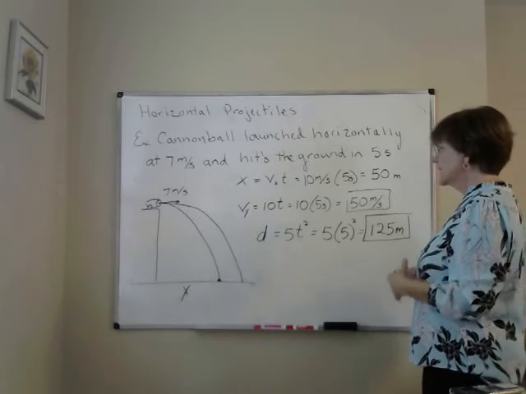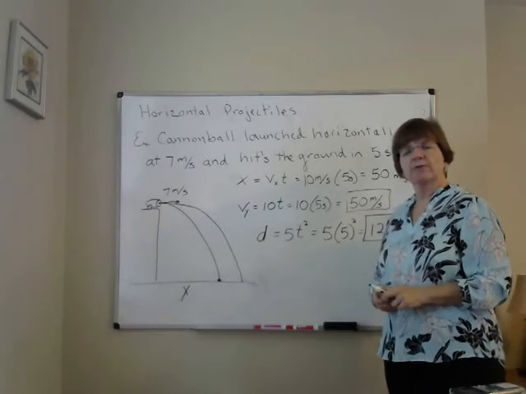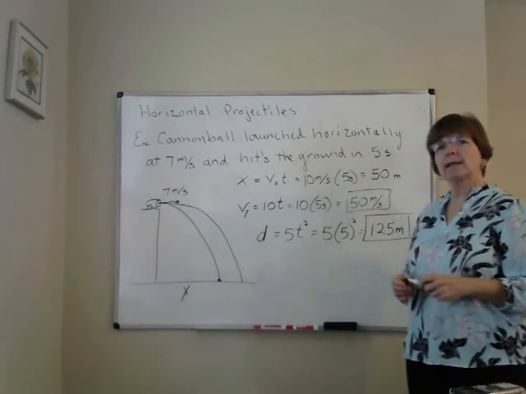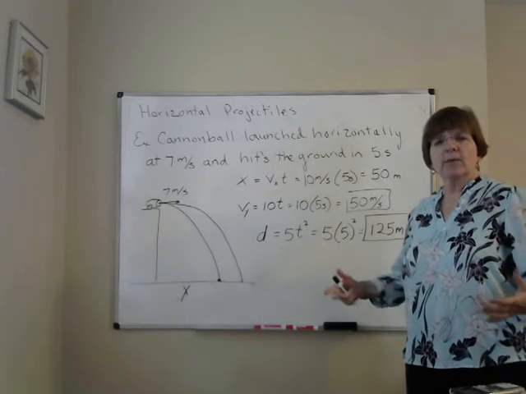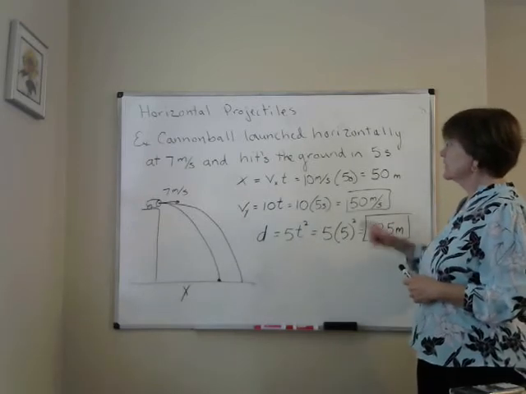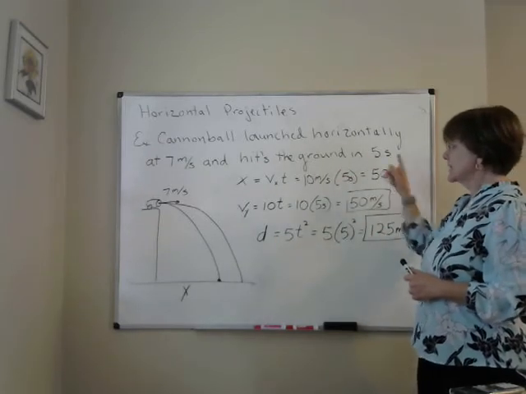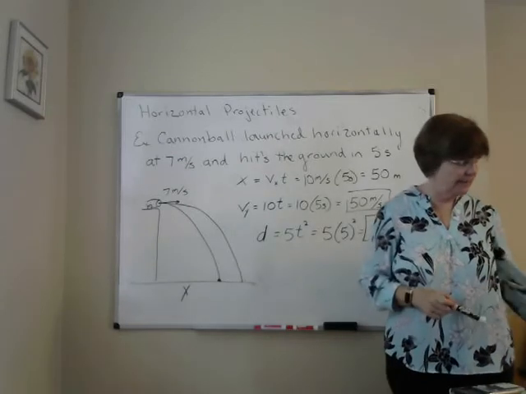The amount of time it takes to hit the ground doesn't change when you fire it faster or fire it slower. The only thing the amount of time it takes to hit the ground depends on is how high the cliff was, the farther it has to fall. If it took 5 seconds to fall, it's going to be 125 meters high.